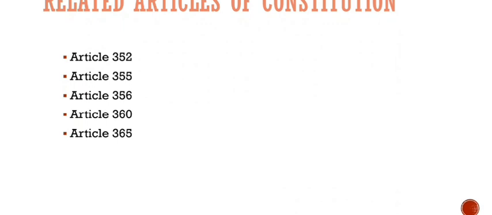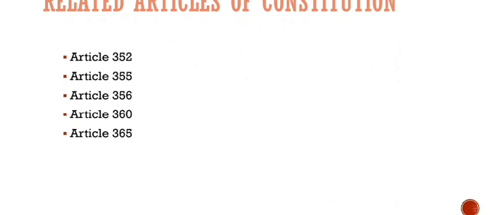Coming to Article 355, it is the duty of the Union to protect states against any external aggression and internal disturbance. That means in case there is some external aggression on any of the states of our country, or if there is any internal disturbance within the state, it is the duty of the Union to protect that state. This is according to Article 355. And coming to Article 356, this article has provisions in case of failure of constitutional machinery in states. Within the states of our country, if there is a failure of constitutional machinery, what provisions are to be made? This is mentioned in Article 356, right? And Article 360 has provisions regarding financial emergency.